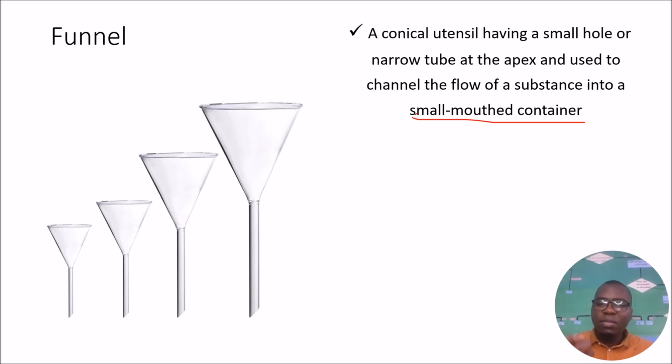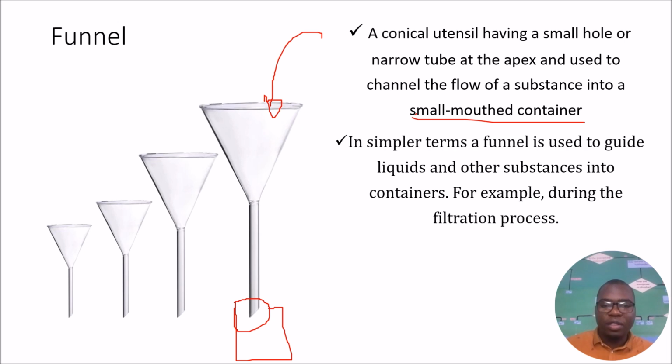Now, some containers are small mouthed. So how do we put a liquid inside that container? It is by using the funnel. Let's say this is the mouth of the container. You can just insert the funnel on top of the container, and then you start pouring the liquid through here, and the liquid will be able to go through. Very important. So in simpler terms, a funnel is used to guide liquids and other substances into containers, for example, during the filtration process.